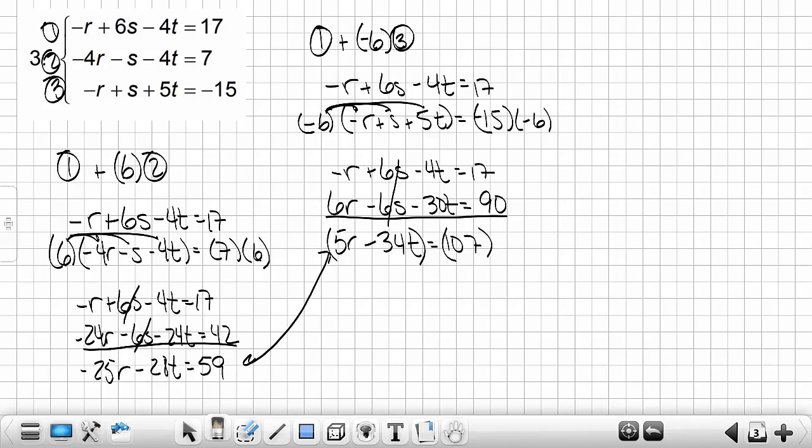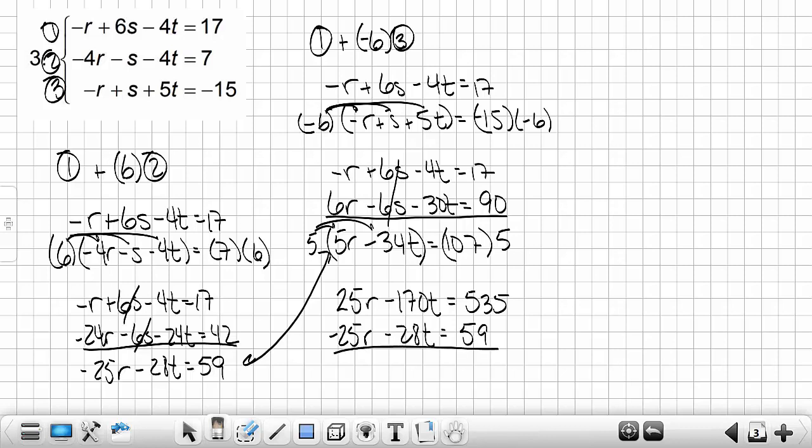So I can get 25r. Distribute. I get 25r minus, that's 170t equals 535. And then I bring in my other equation, negative 25r minus 28t is equal to 59.